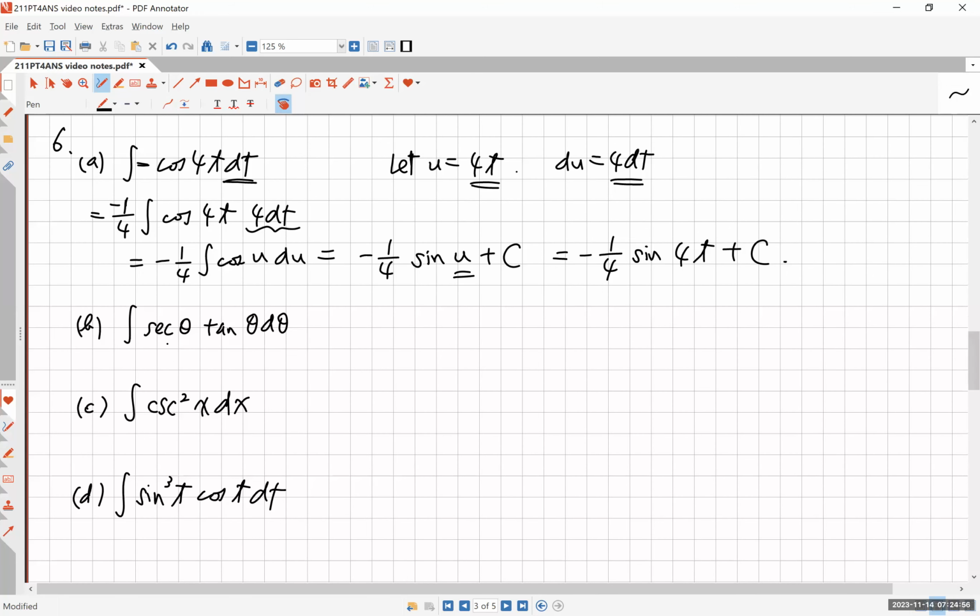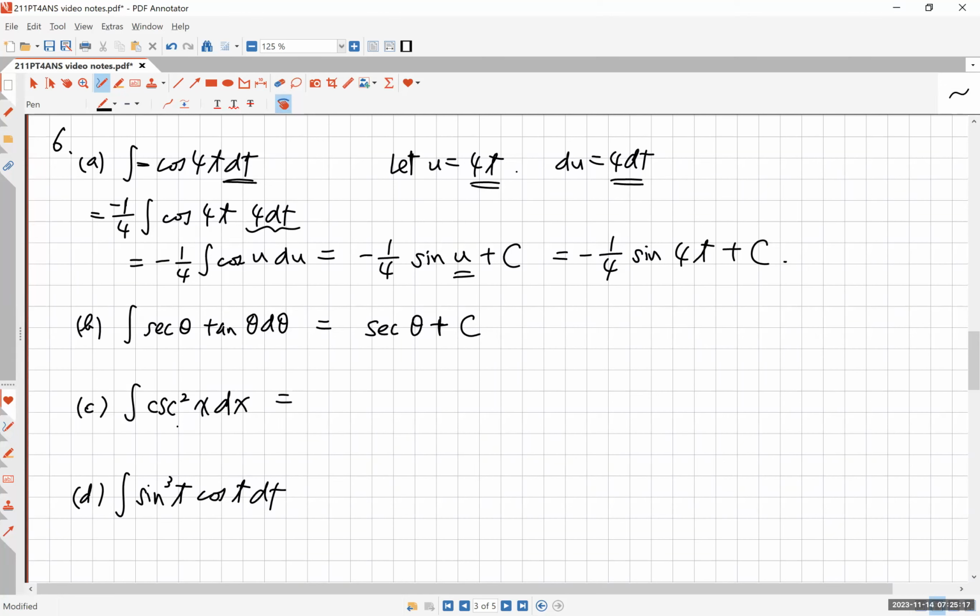Okay, so the next one is the integral of secant theta tangent theta. Does it look familiar? I hope it does, because it's precisely a formula you learned. It's secant theta plus c. The derivative of secant is secant tangent. That's it, all right?